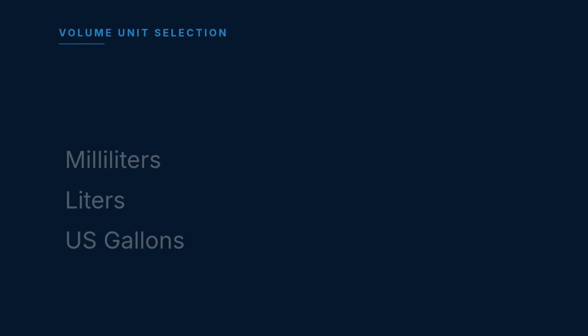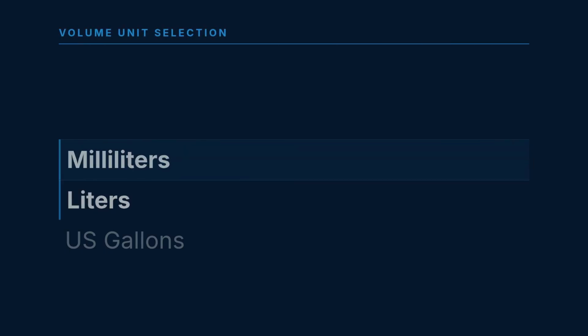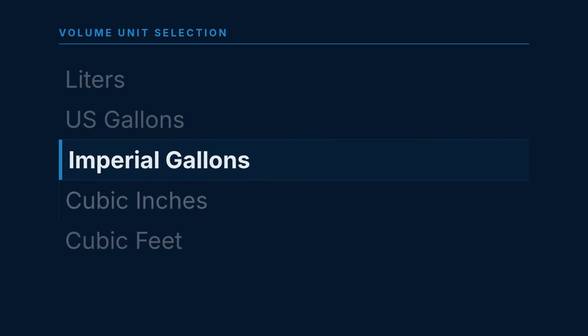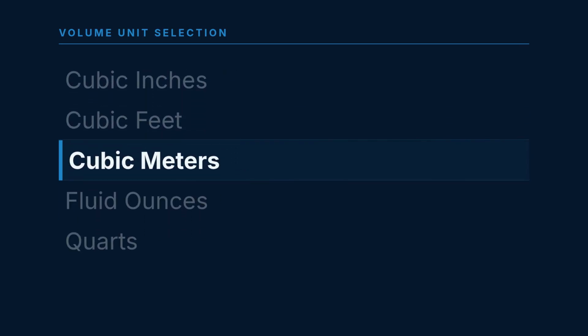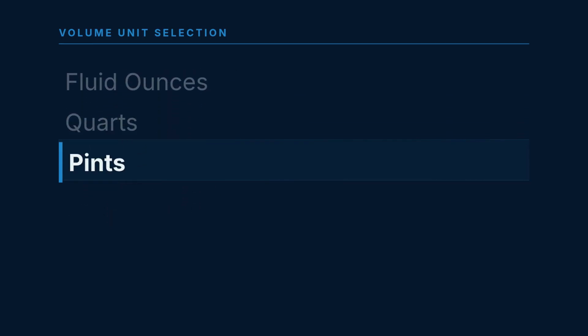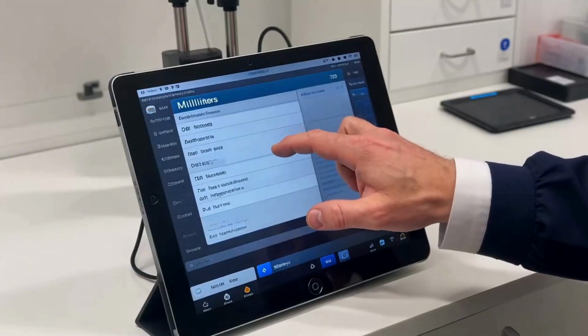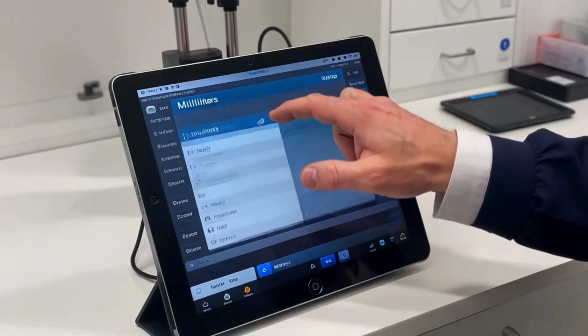The available options are milliliters, liters, US gallons, imperial gallons, cubic inches, cubic feet, cubic meters, fluid ounces, quarts, and pints. For this demonstration, I'm using milliliters as the starting unit.